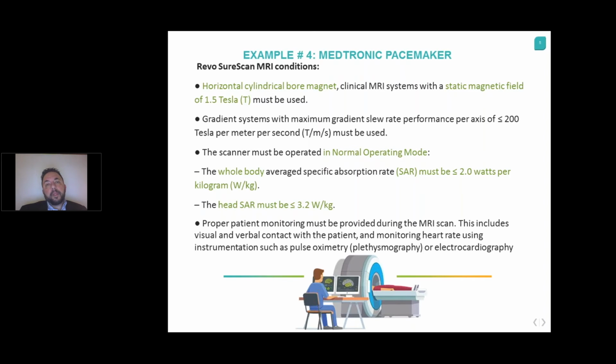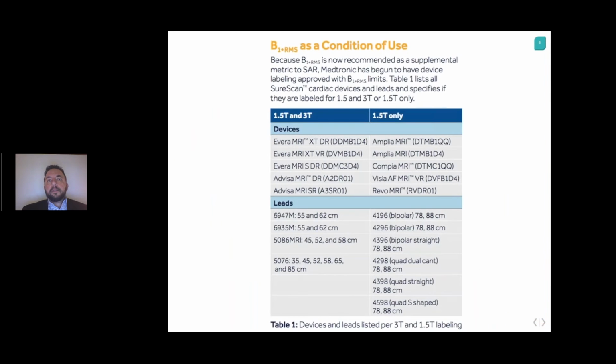So some of the newer labeling in MR pacemakers and other MR conditional devices, there's a transition in not only SAR, and we've established those techniques and the interactions controlling SAR and affecting SAR, but now using a newer terminology that is labeled as B1 and RMS. So B1 and RMS is not so much patient dependent as it is parameter driven.